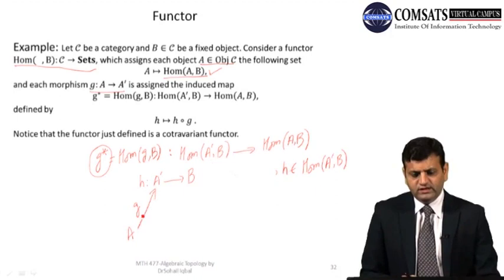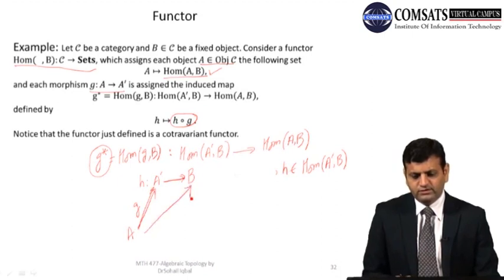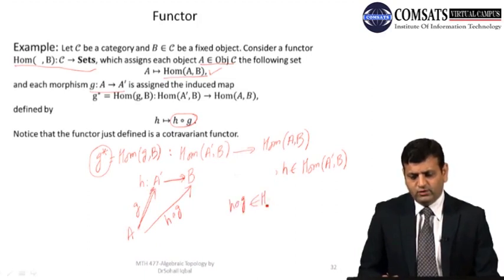So this G composition H is a function. If I start from A, apply G first and then apply H, then it's a function from A to B, and composition of morphisms is a morphism. So basically this G composition H is a function from A to B, so G composition H is an element of Hom(A, B).